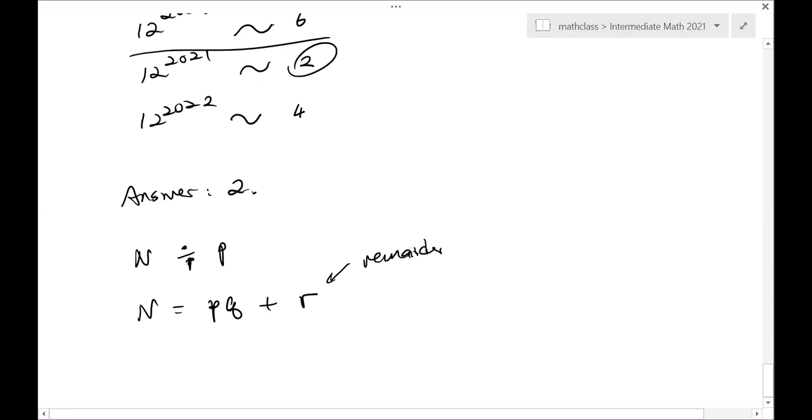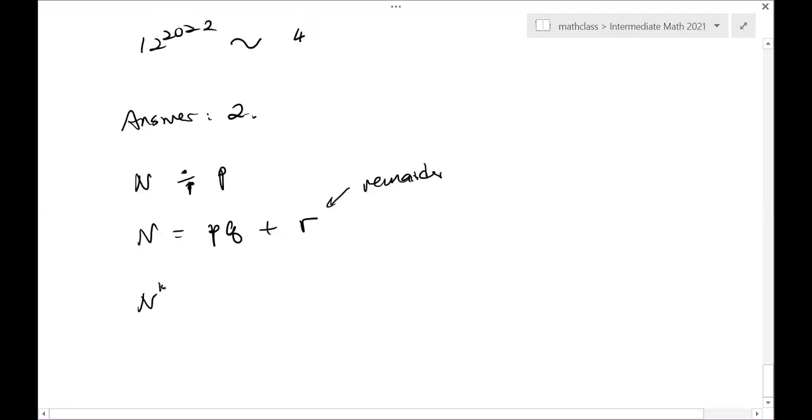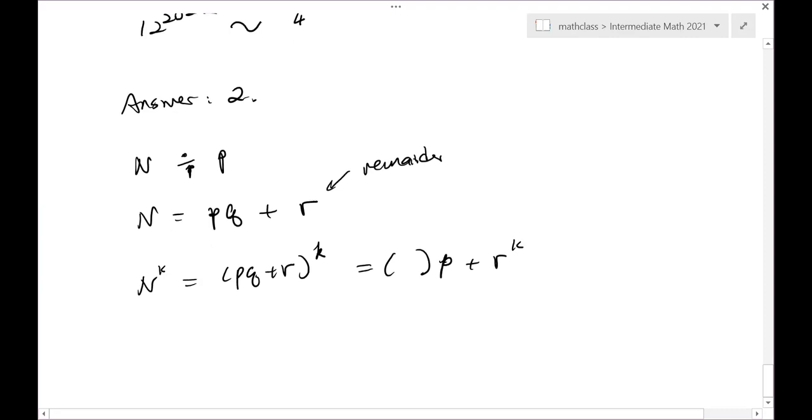Now in mathematics, if you take a look at the power and multiply this out, you will find that you have lots of stuff times p, plus r to the k's power. So the remainder of n to the k's power is completely determined by the last one, r to the k's power.